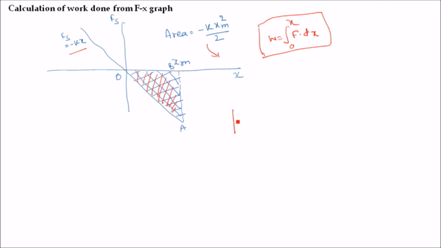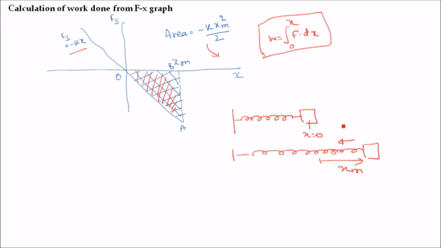I will just show you from this figure also. Suppose that this is our normal position for which x is equal to 0, and if the spring is stretched through a distance equal to x or xm, then the spring restoring force acts towards the minus x direction and is given by minus k xm. The work done by this spring restoring force will be equal to minus k xm square by 2, as the direction of spring restoring force and the displacement will be opposite.